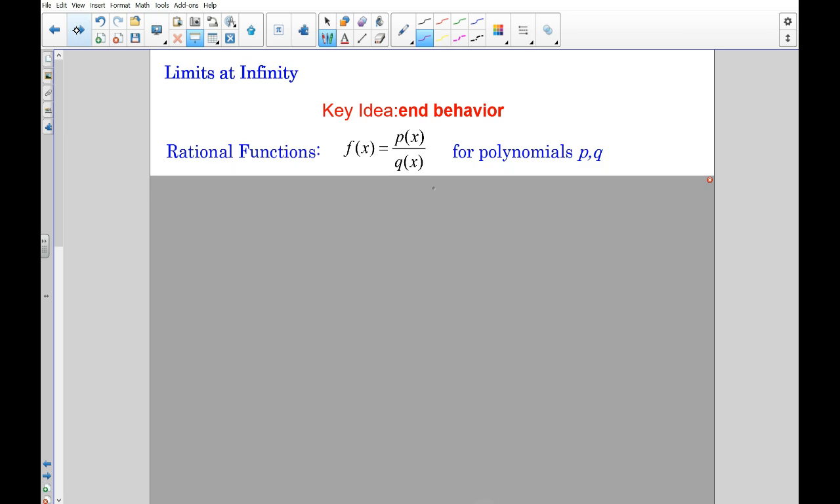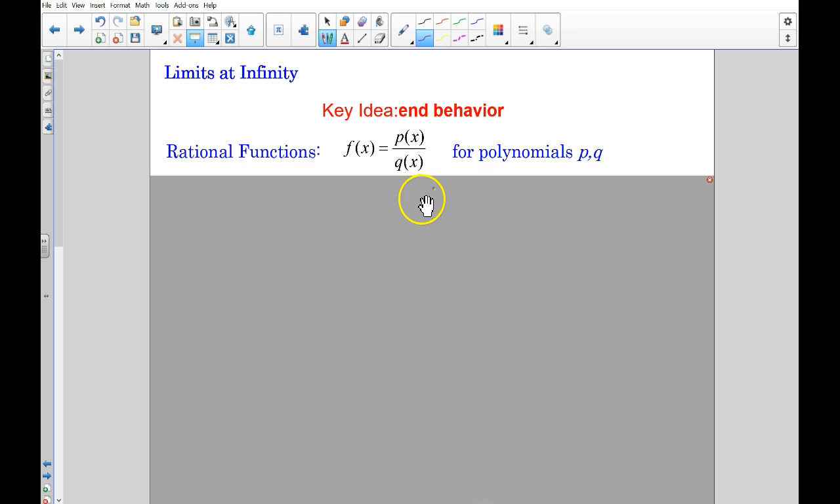Another type of function that we know the end behavior really well of is a rational function. So a rational function, just to remind you, is of the form p of x over q of x for some polynomials p and q. So technically every polynomial function is a rational function where the denominator polynomial is just 1.